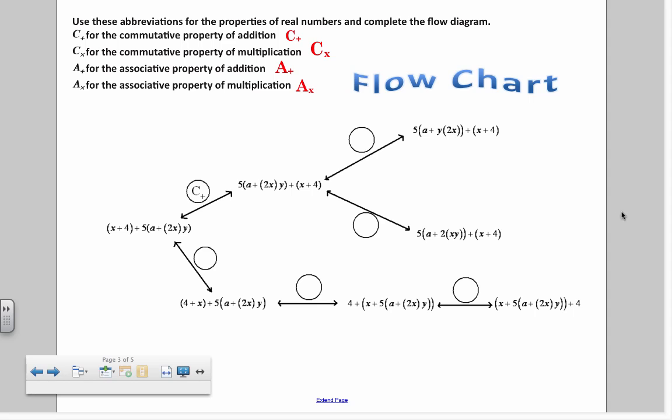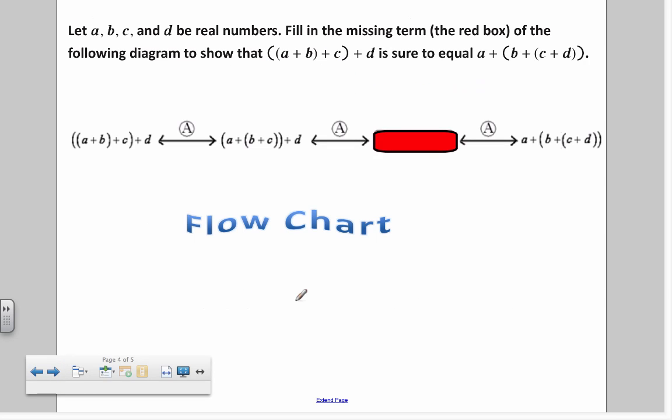Now we're going to do this tomorrow in class. We're going to look through here and we're going to try and decide whether the commutative property of addition, multiplication, associative property of addition, or associative property of multiplication occurred to get from one to the other. So we'll hold that off till tomorrow. But I just want to end on one little more flow chart just to see what we're up against for understanding this stuff.